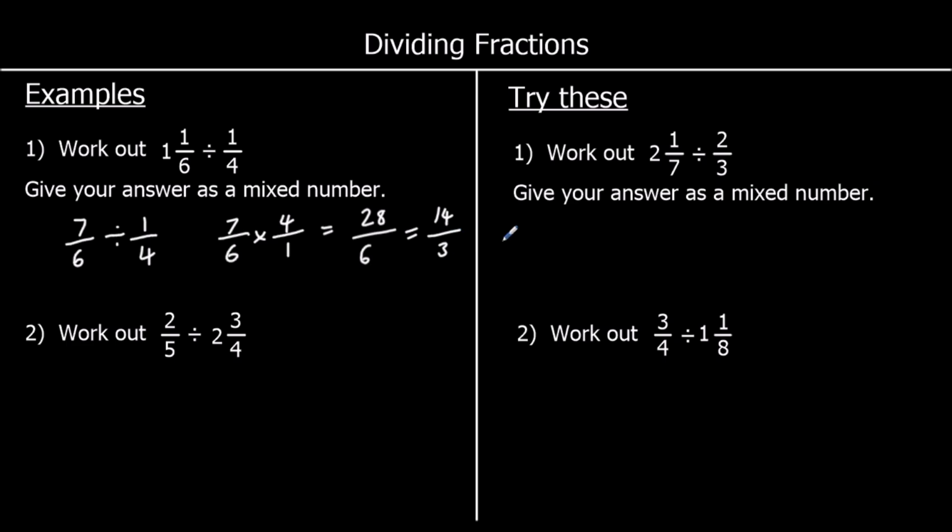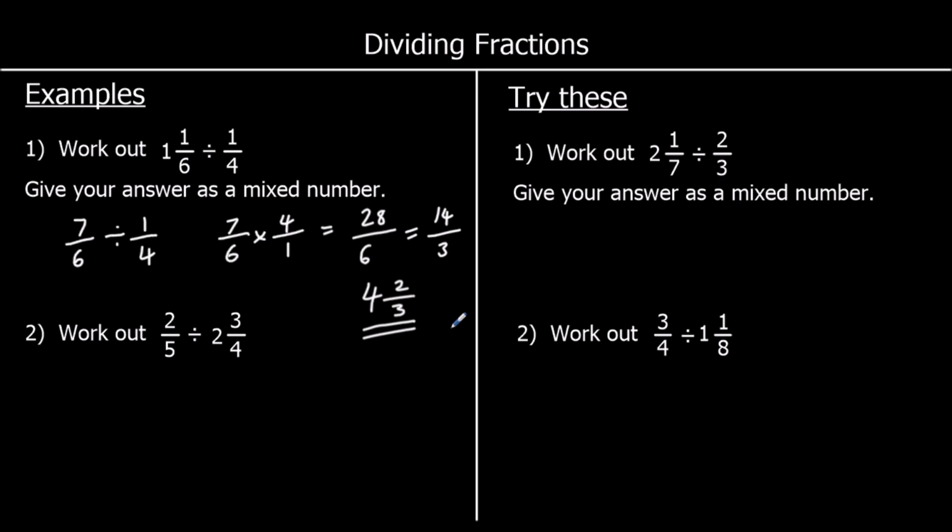How many whole ones do we have? How many 3s go into 14? That's 4. 4 3s make 12. And we need 2 more. So we've got 4 whole ones and 2/3. 14/3 is the same as 4 wholes and 2/3.